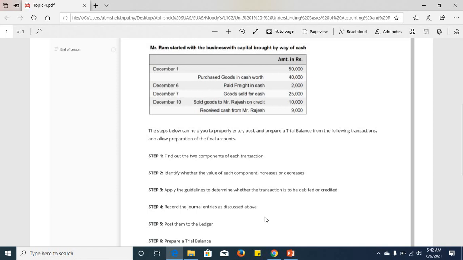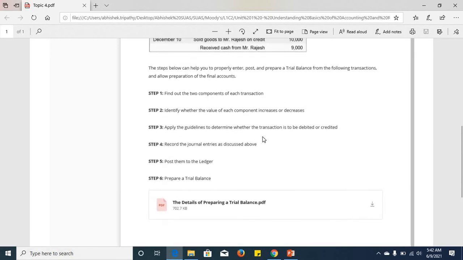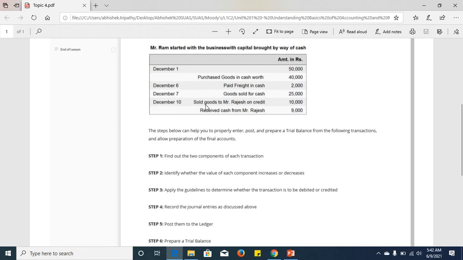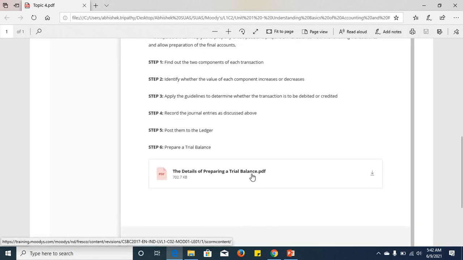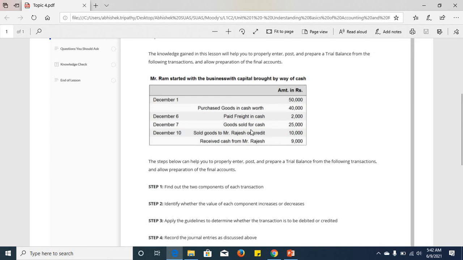Now record the journal entries as discussed above, post them to the ledger, prepare a trial balance. So I will leave this up to you. You can definitely go for doing this. The details of preparing a trial balance, you already know. I don't need to go through this because you've already gone through this in semester one, right? But anyways, you can prepare the trial balance from this, right?